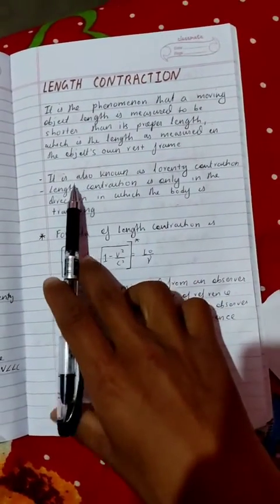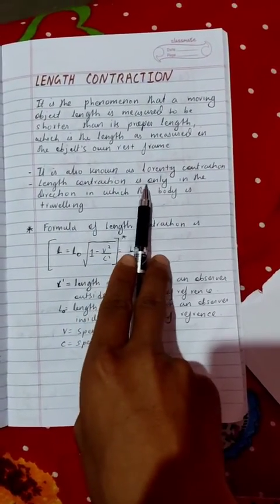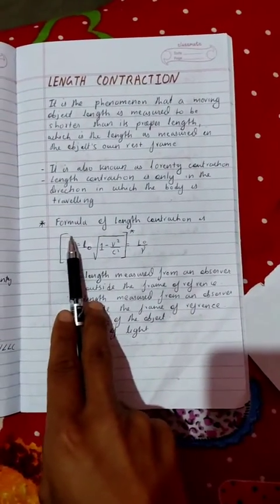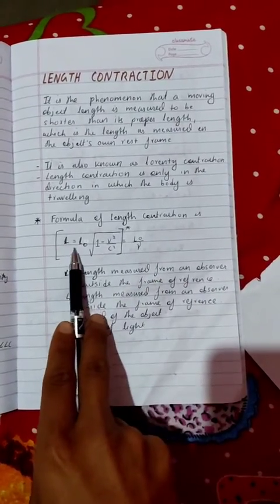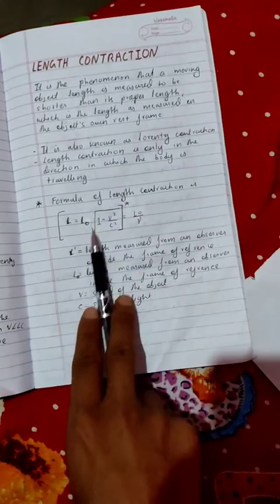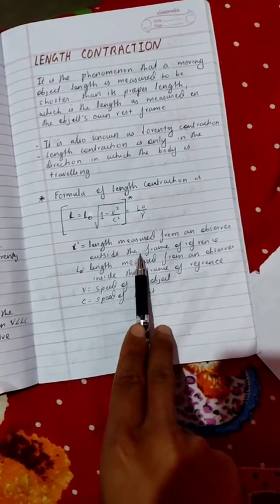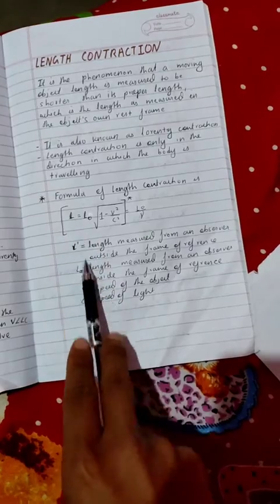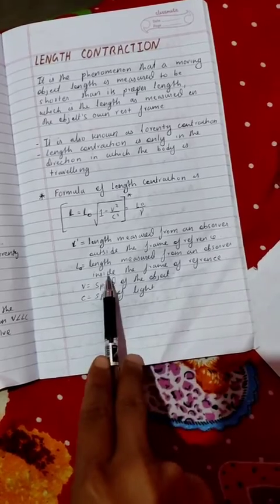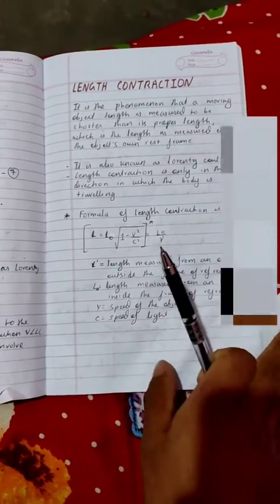Here are some points for length contraction. It is also known as Lorentz contraction, and length contraction occurs only in the direction in which the body is traveling. And here's the formula of length contraction: L equals L naught under root 1 minus v square by c square. Here L means the length measured by an observer outside the frame of reference, and L naught means the length measured by an observer inside the frame of reference. And v equals the speed of the object, and c equals the speed of light.